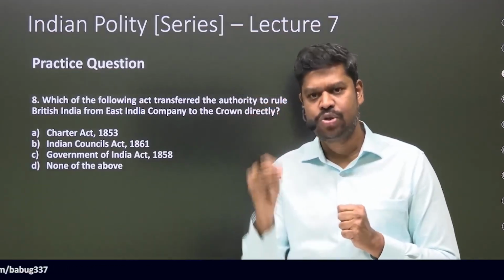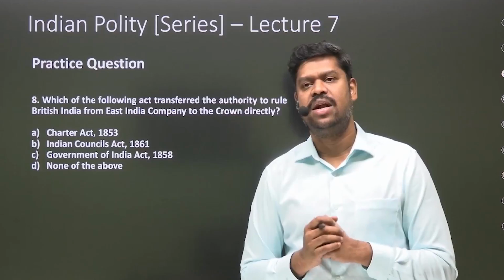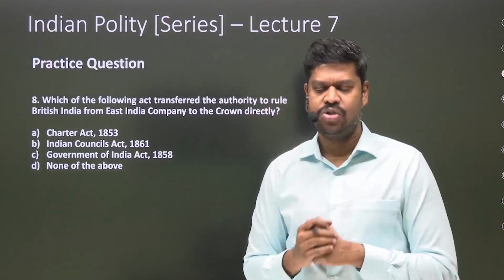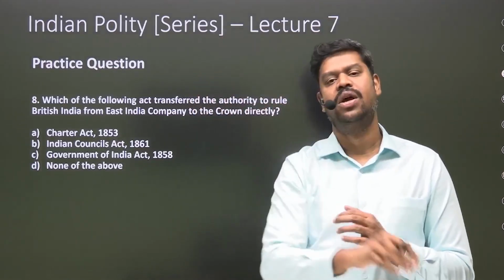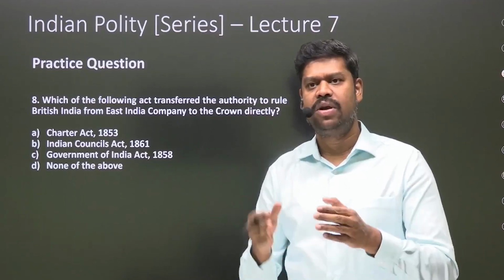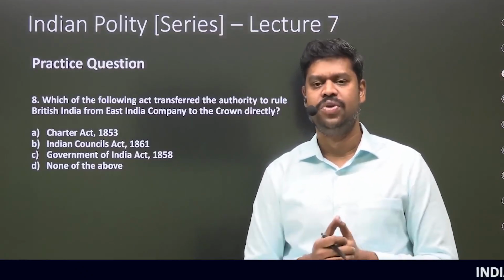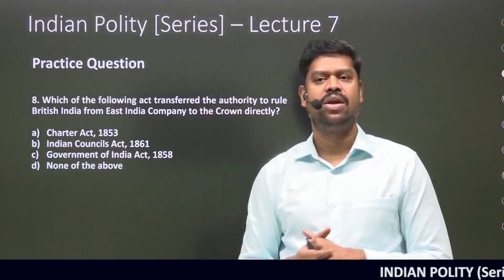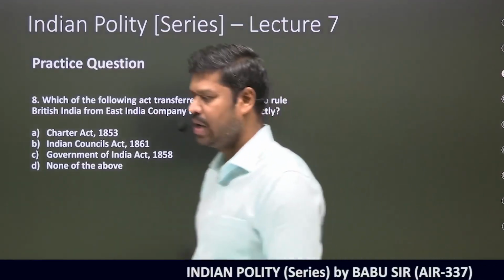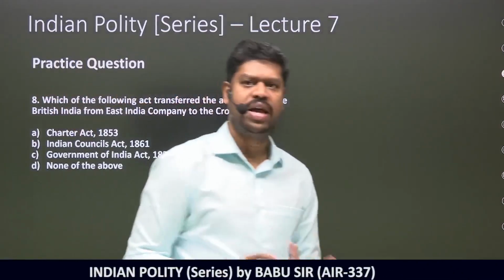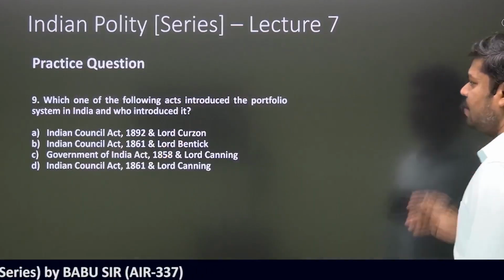Who is supposed to carry out the administration of British India on behalf of the British Crown directly? It is none other than the Secretary of State. The Secretary of State is a minister in the British cabinet who would sit in England and direct the administration in India. But there should be someone locally present in India, and that authority is the Viceroy. So the Secretary of State would connect with the Viceroy, and the Viceroy on behalf of the Secretary of State would carry out the administration. So the answer for this question is the Government of India Act 1858. Come to the next question.